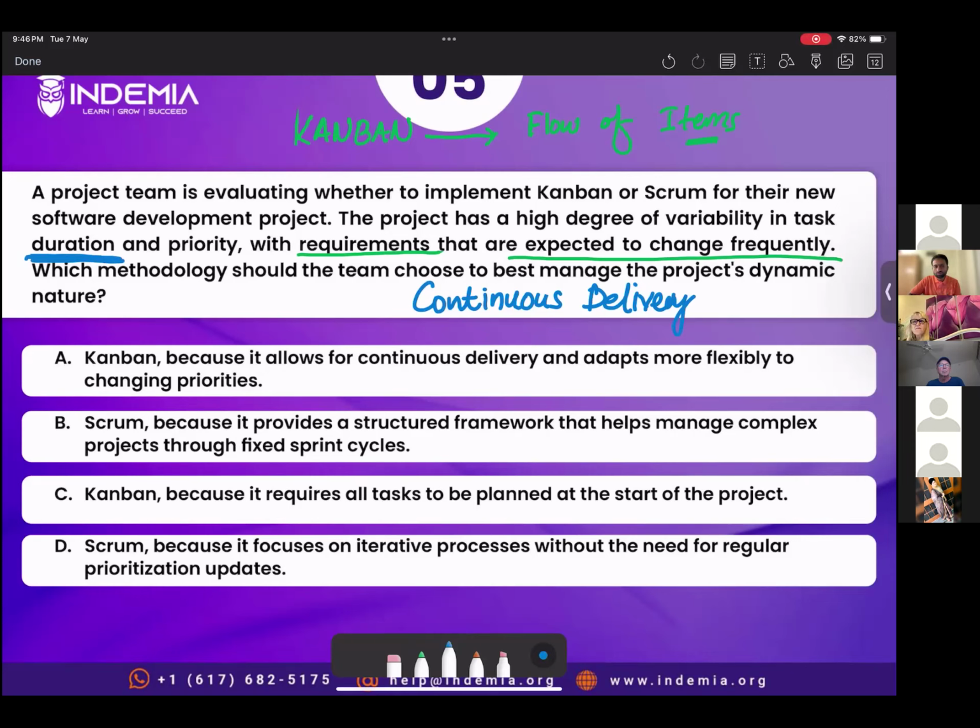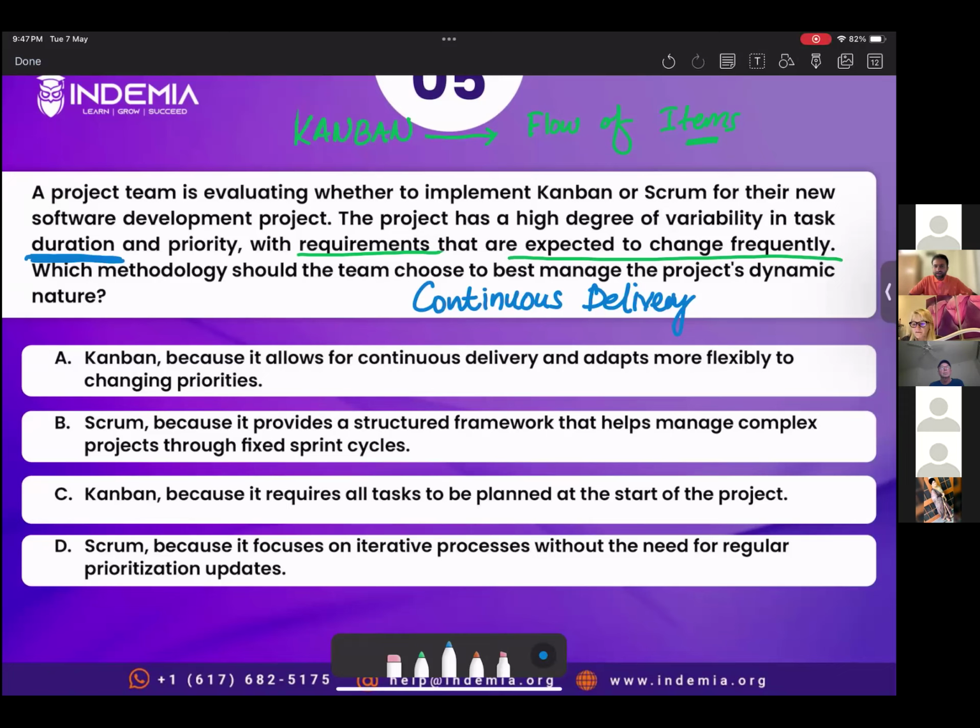So normally what we do in Scrum, we have tasks which are doable within one sprint, right? So we define sprint length based on the amount of time we need to complete a particular feature on average, right? But the problem here is that the question says the project has a high degree of variability in task duration and priority, with requirements that are expected to change frequently. The frequent changes are there.